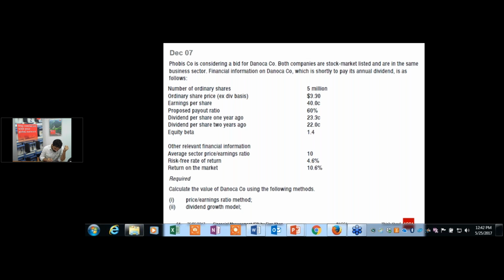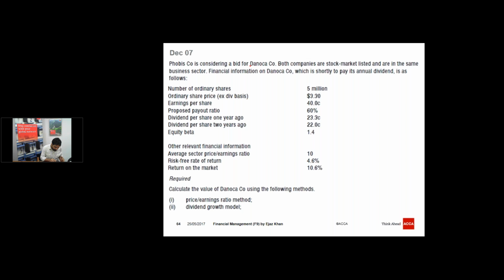Okay, let's now solve it. Forbes company is considering a bid for Denoka company. So the target company is Denoka company. Both companies are stock market listed and are in the same business sector. Financial information for Denoka company, which is shortly to pay its annual dividend, is as follows. So it's the information regarding Denoka company.